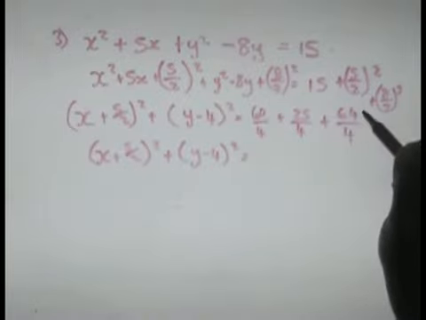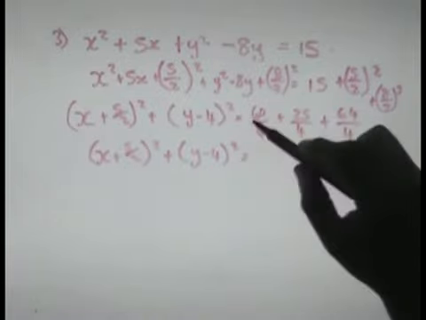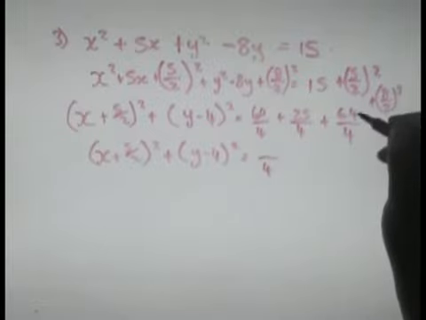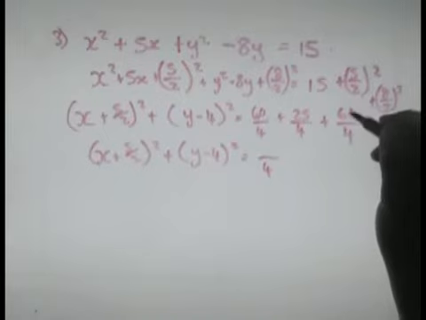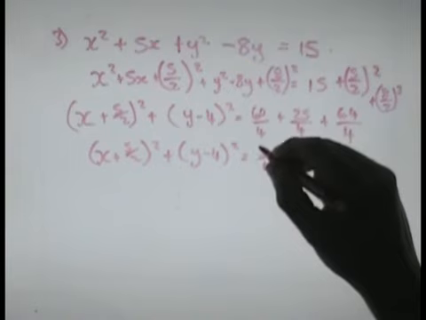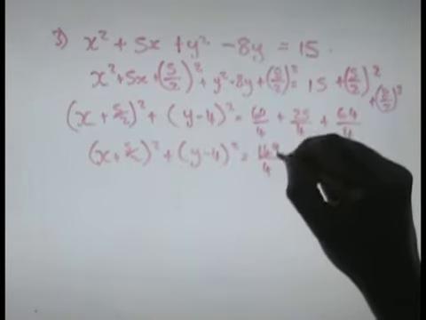60 plus 25 plus 64 over 4. 60 plus 64 is 124. 124 plus 25 is equal to 149.